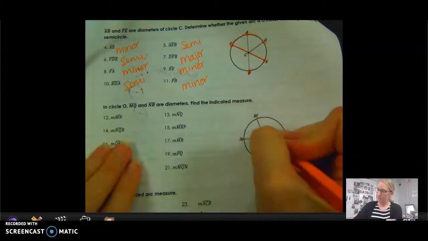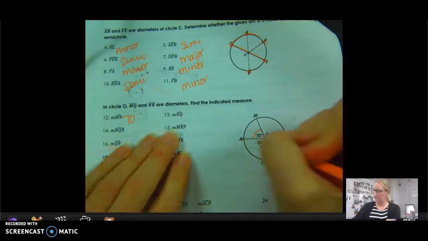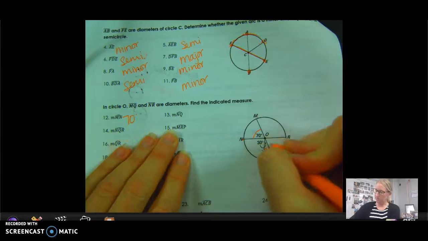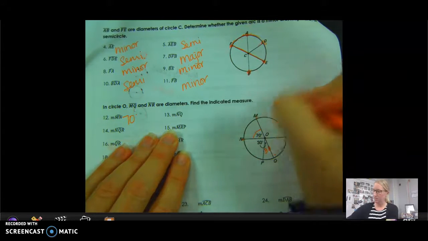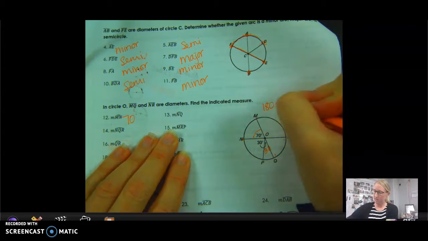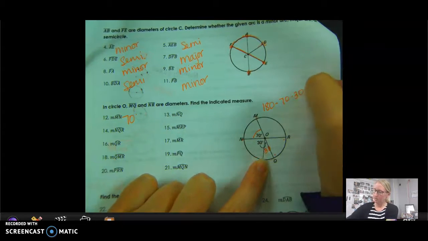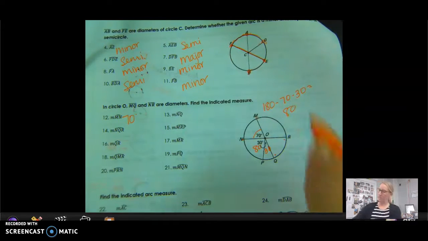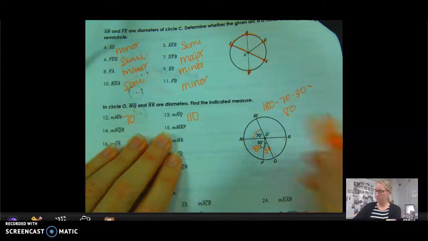M to N is the same as the central angle, so that would be 70 degrees. N to Q, this is 30 degrees, because it says right there. Now, this M to Q is 180 because it's a semicircle. So I would have to take 180, and subtract off the 70 that's already taken up, and the 30 that's down here. That leaves me with 80 degrees. So this angle in here is 80 degrees. So N to Q would be 80 plus 30, so that's 110.